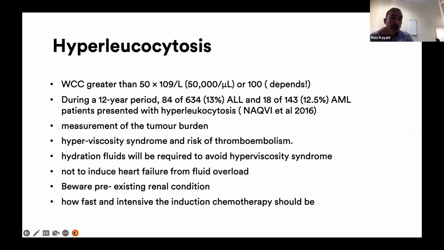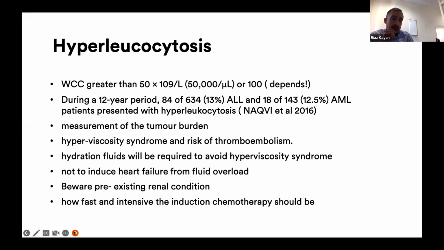From our local practice, we consider a white count above 100 as being hyperleukocytosis, but I know other centres use lower thresholds. And we know that hyperleukocytosis is a very common presentation of a lot of oncological diagnoses, and it's really a proxy marker for the tumor burden.